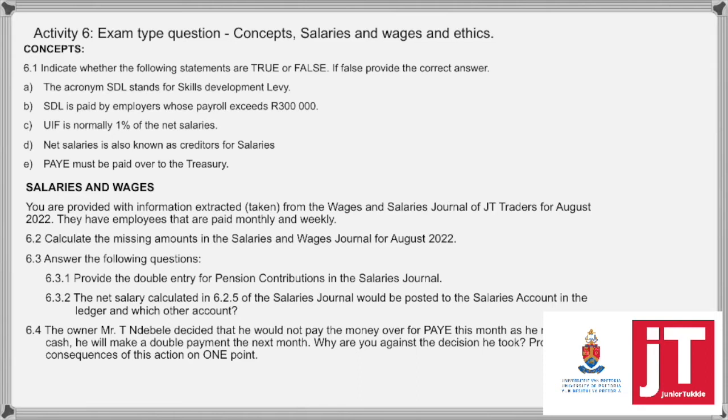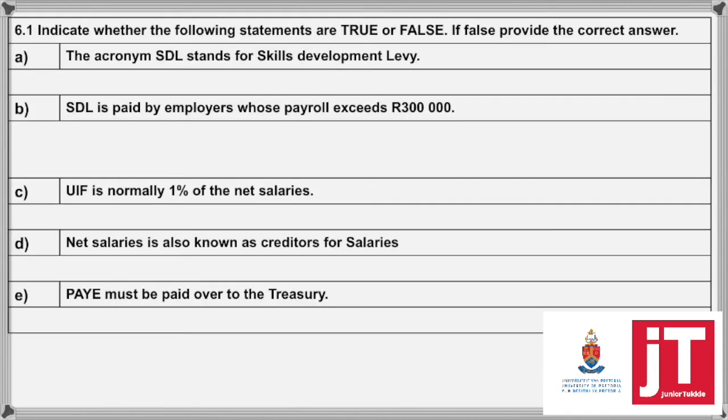You are provided with the information taken from the Wages and Salaries Journal of JT Traders for August 2022. The employees are paid monthly and weekly. Calculate the missing figures in the Salaries and Wages Journal and then answer the following questions. So let's look at each section separately.